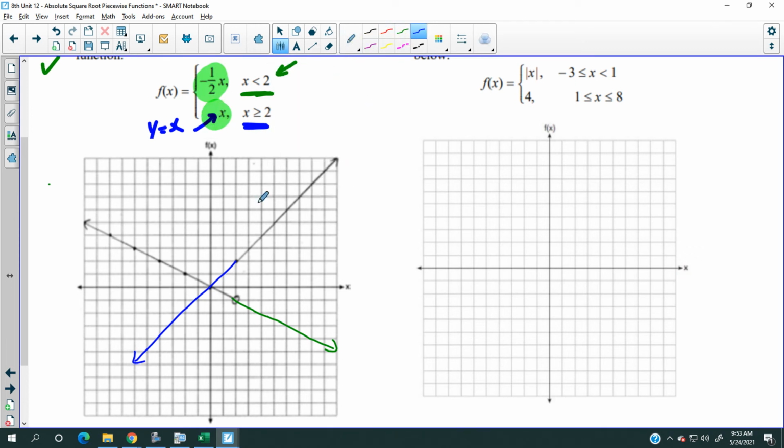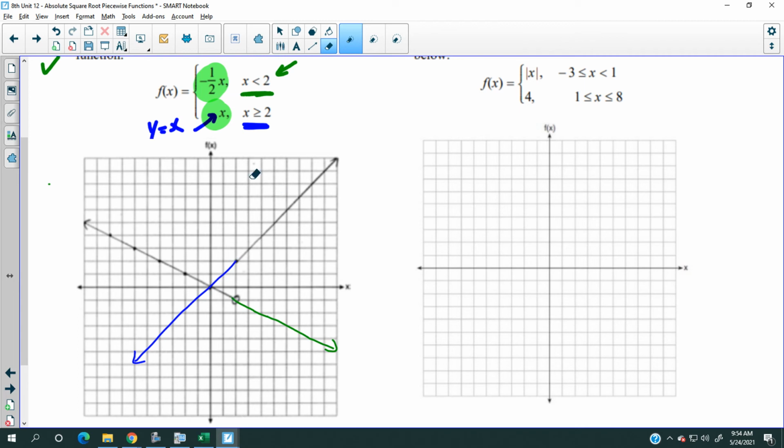If we had not had these two restrictions or domain specifications, what would they look like? But with the restrictions, what would you have to do? Well, with the restrictions, you would have to erase them.